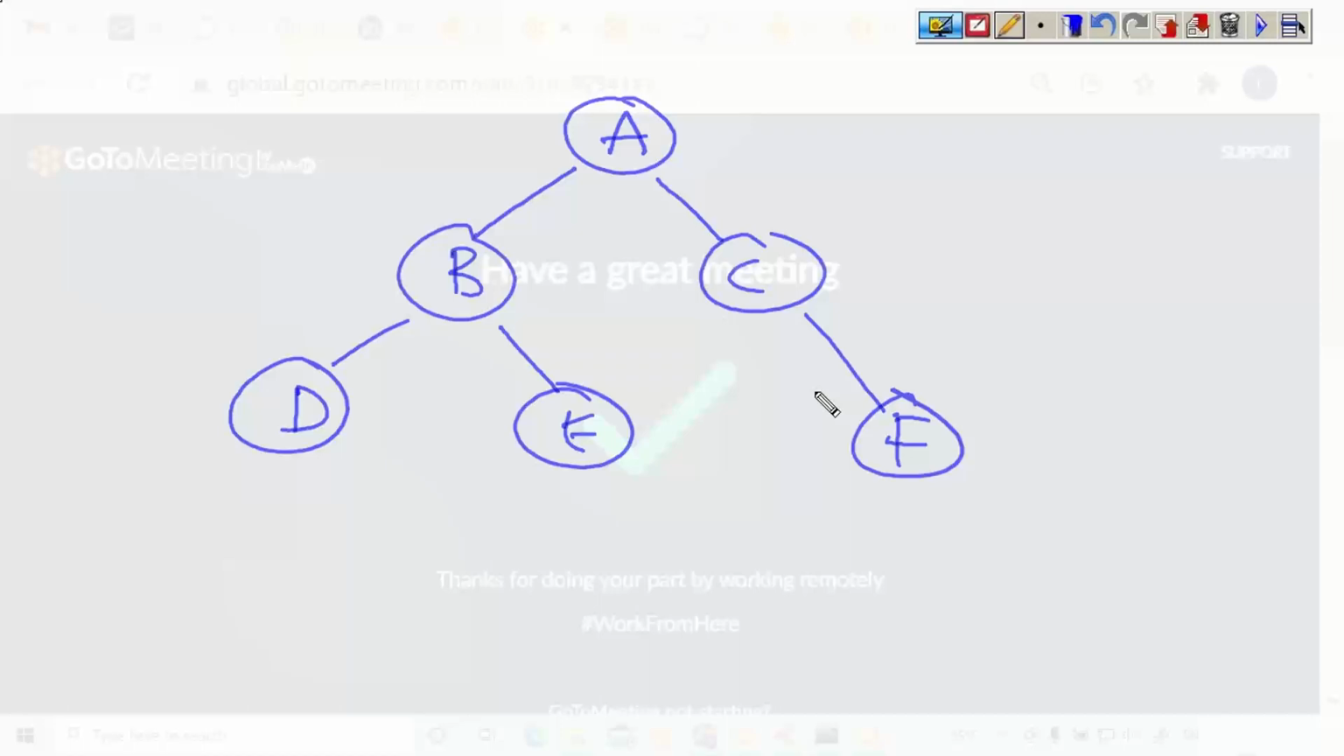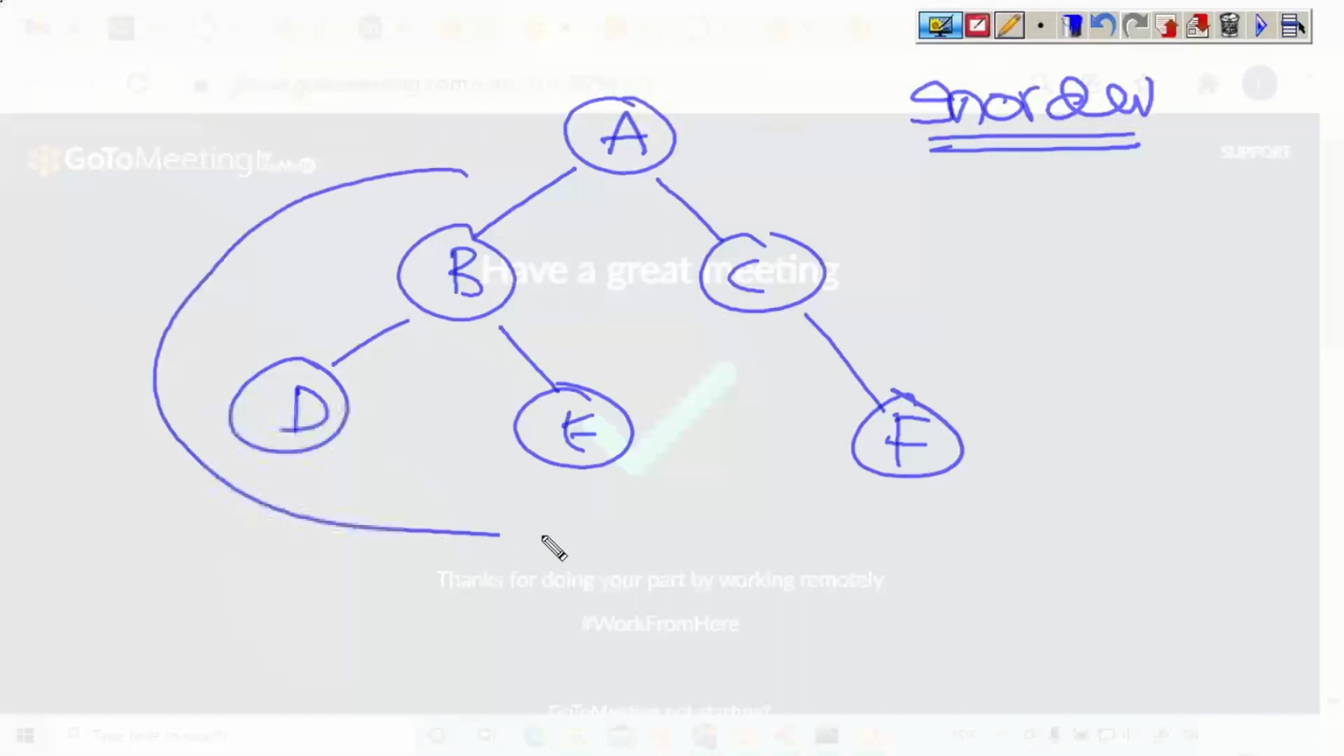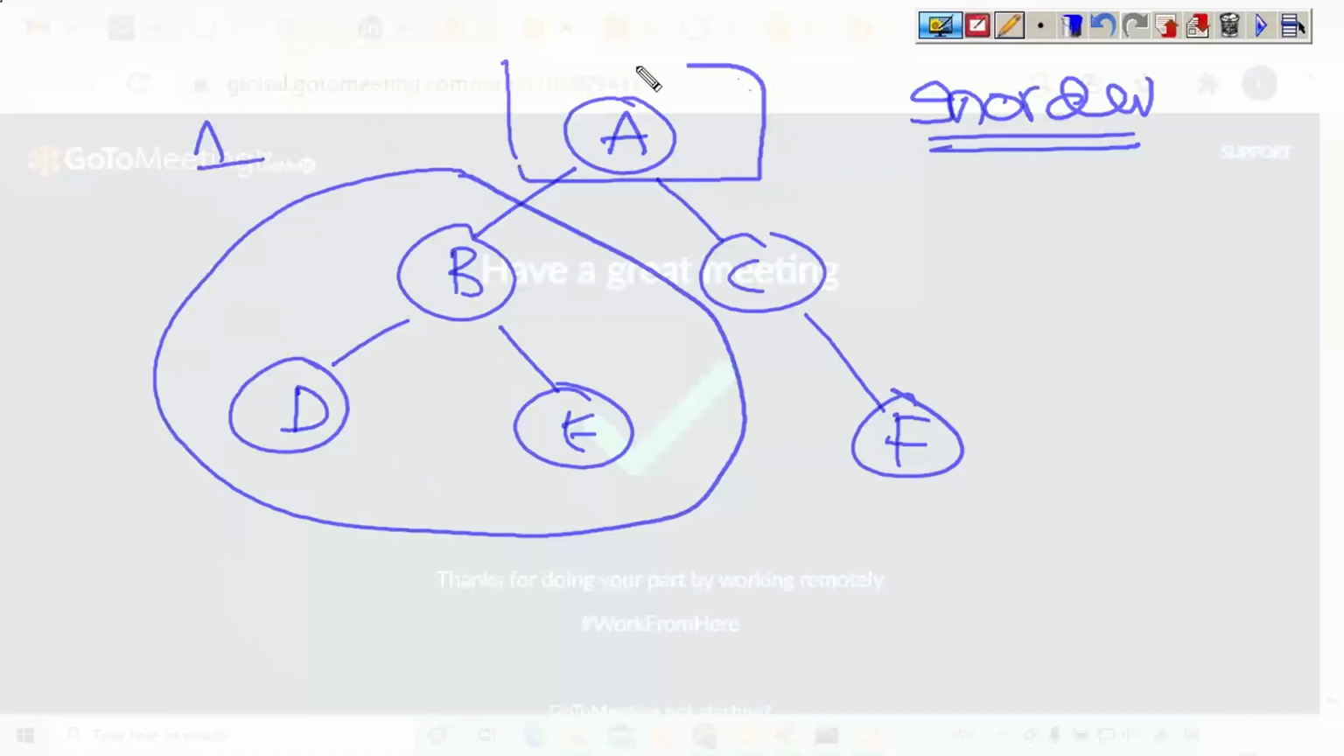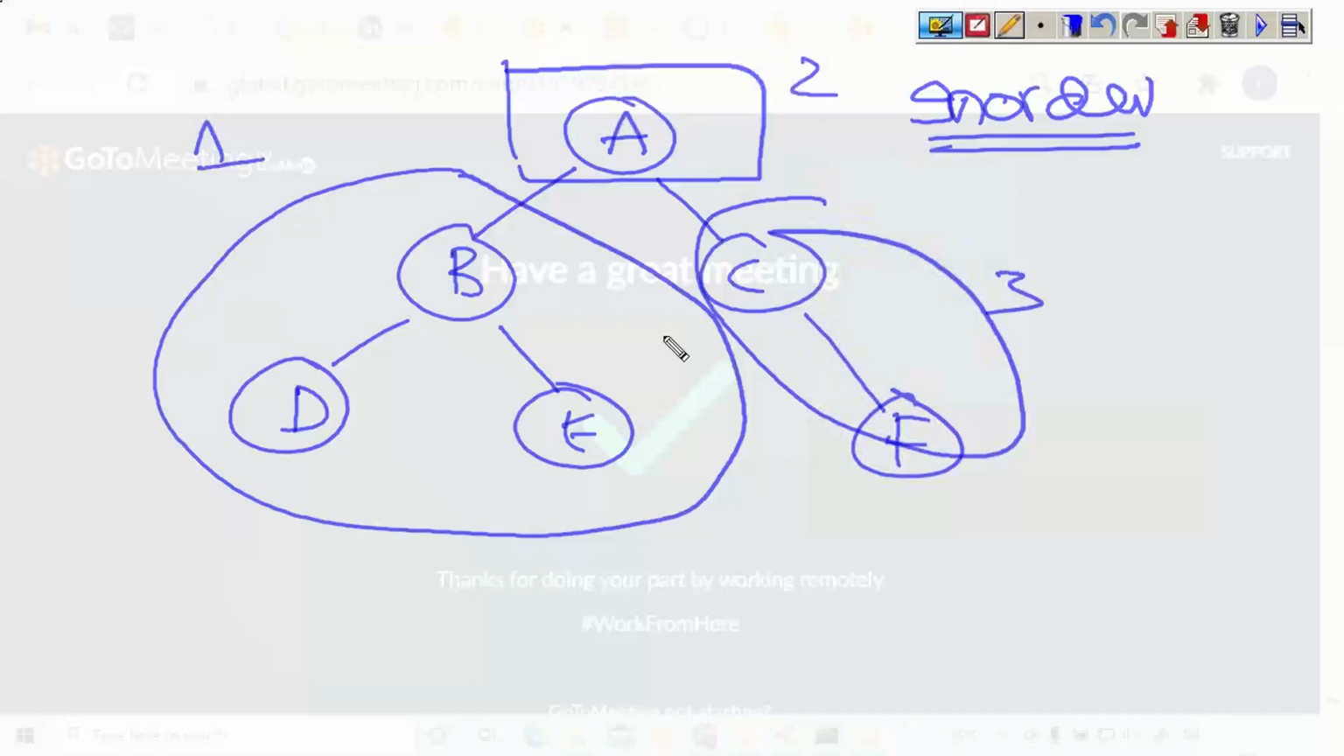Let us see what is in-order, what is pre-order, what is post-order. Please observe here. First we will go for in-order. In case of in-order, this is completely the first one, this is completely the second one, this is completely the third one. Exactly. Now, for the B also, same in-order.